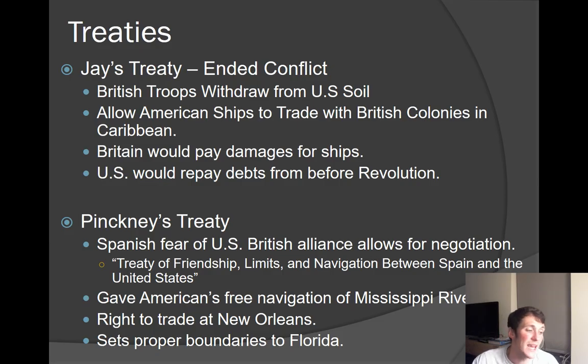You're also going to have Pinckney's Treaty, which comes up next. To help you understand it a little bit more, the actual name of it is the Treaty of Friendship, Limits, and Navigation between Spain and the United States.